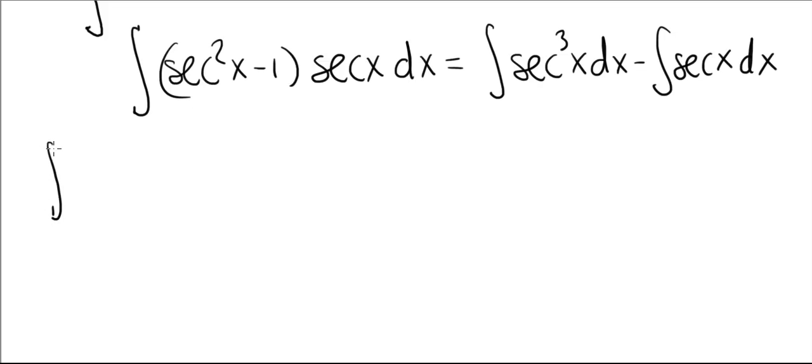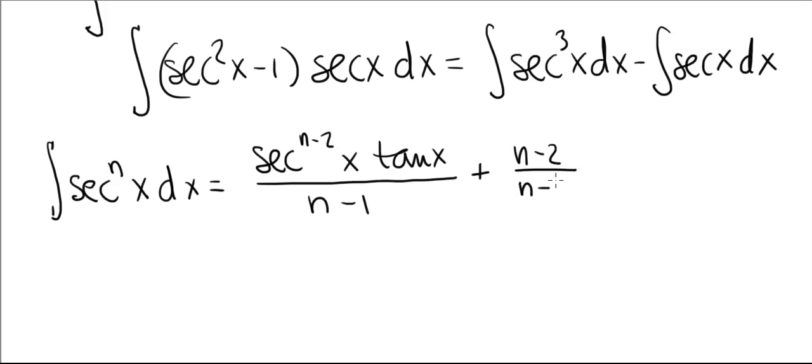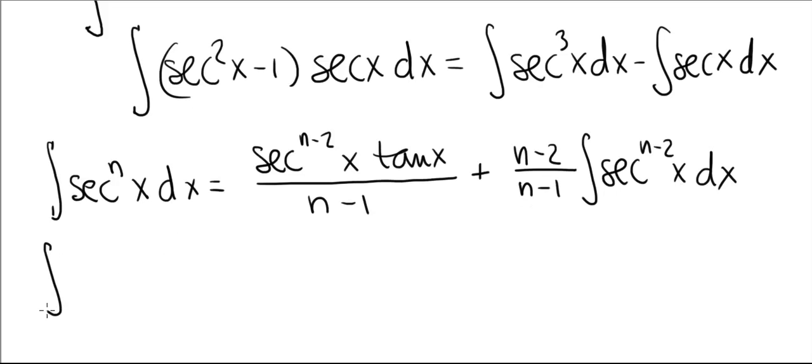The reduction formula for secant is this: the integral of secant to the n of x is equal to secant to the n minus 2 of x times tangent of x divided by n minus 1, plus n minus 2 divided by n minus 1 times the integral of secant to the n minus 2 of x dx. Now we'll use this formula to integrate secant cubed.